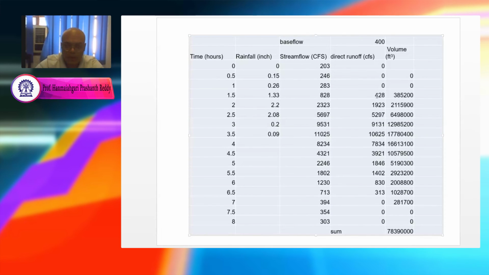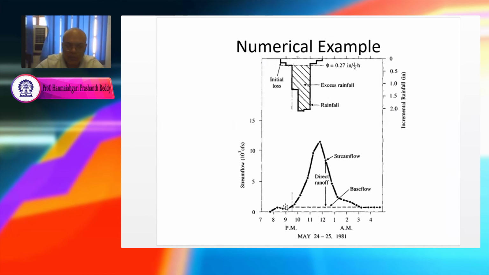So now we need to calculate direct runoff. So from here onwards, direct runoff ends at 6.5 hours. So we have to find the volume now. How to find the volume? Volume of runoff is equal to the area of the direct runoff into time, that gives the volume.